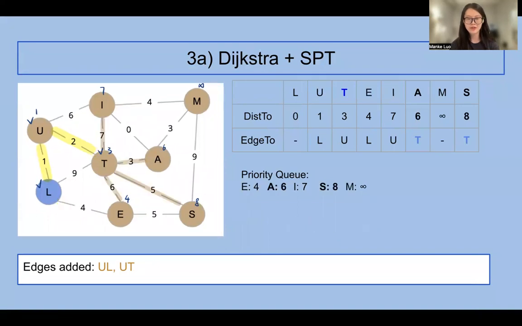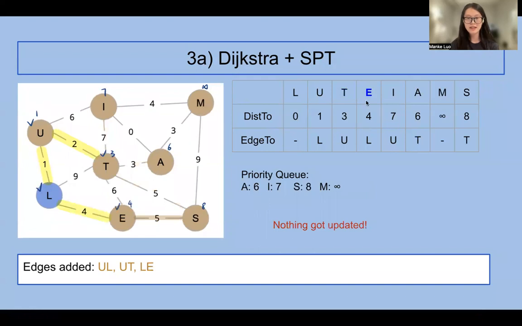Here, which one did we just pop? Okay, based on priority, we just popped E, and so E is highlighted blue. After adding the LE edge into our shortest path tree, the only unvisited child of E is S. And the new priority calculated from that is 9, and 9 is worse than 8. And so we're not going to update anything for S. And so nothing got updated in this iteration.